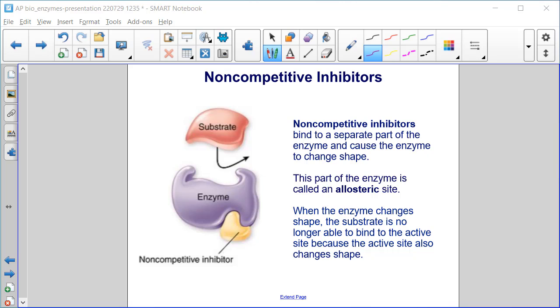Non-competitive inhibitors. Non-competitive inhibitors bind to a separate part of the enzyme, which you can see here, so not directly to the active site, but in doing so, they cause the enzyme to change shape. This part of the enzyme is called an allosteric site. When the enzyme changes shape, the substrate is no longer able to bind to the active site because the active site also changes shape.